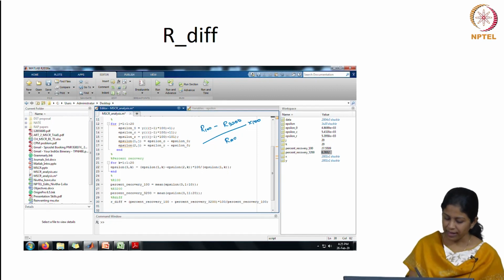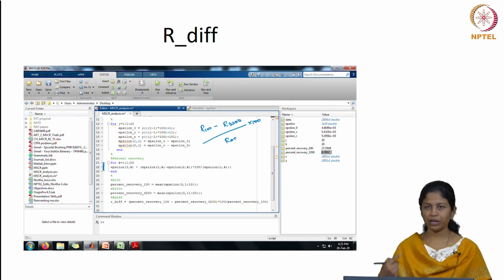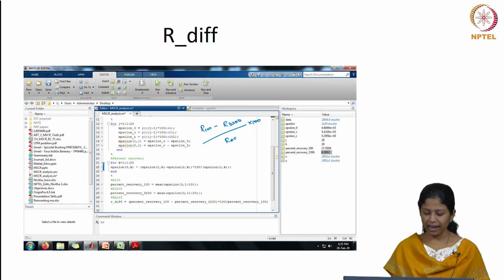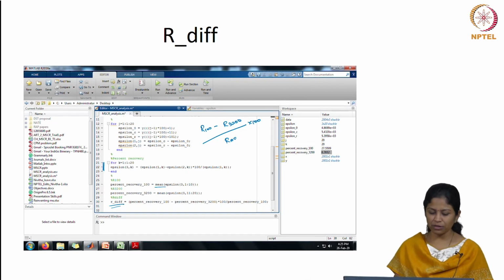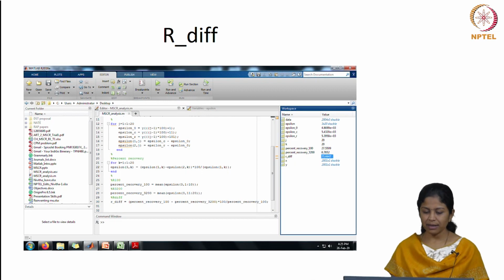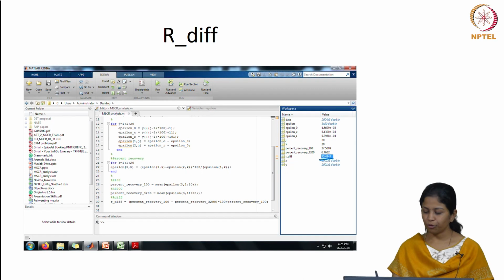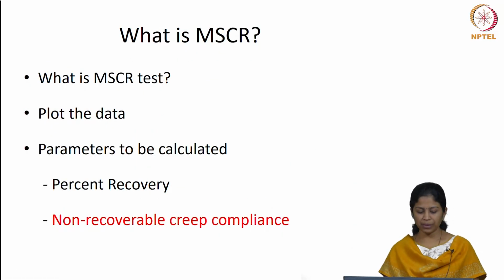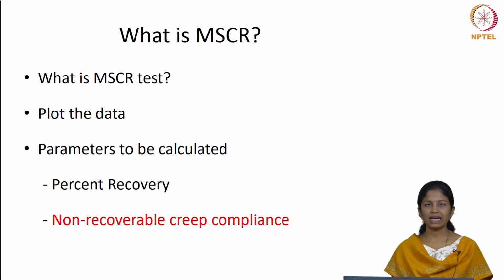You have to note that earlier we gave a loop because we have to calculate this individually for all the 20 columns, whereas here it is only one number. We are calculating one number here, and we are calculating this for two different numbers. So, there is no need to give a loop here, right. Next, we can see the R difference value, it is about 75.45 percentage, right. So, this is the R difference value. Next we will calculate non-recoverable creep compliance.